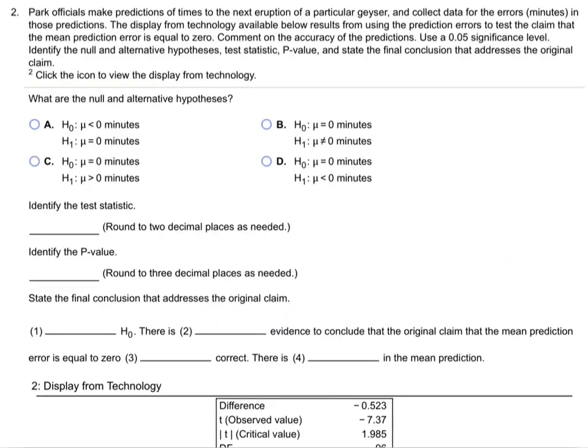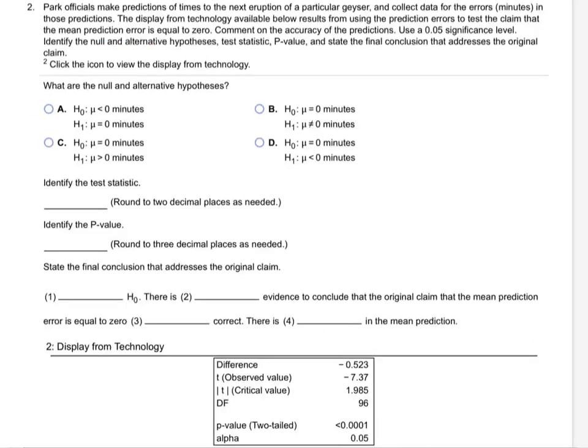So number 2. Park officials make predictions of times to the next eruption of a particular geyser and collect data from the errors, in minutes, in those predictions. The display from technology available, and so on. What are we testing the claim of? Test the claim. So that's the main thing you need. Yeah, let me let you do it. Here's the claim. Test the claim. There it is. Where is it? The mean, there's the claim. So claim, let me write it bigger for you.